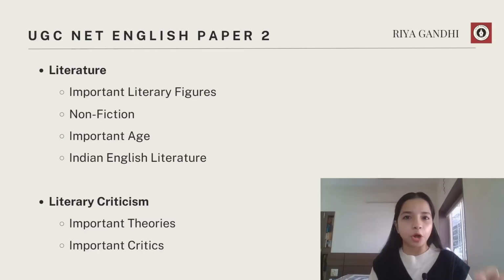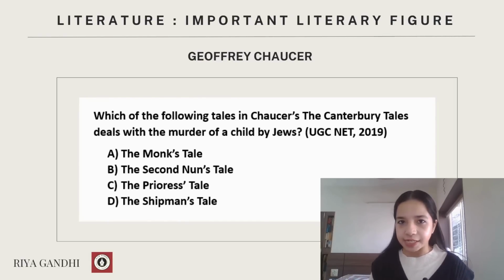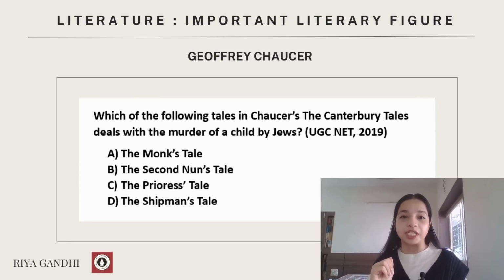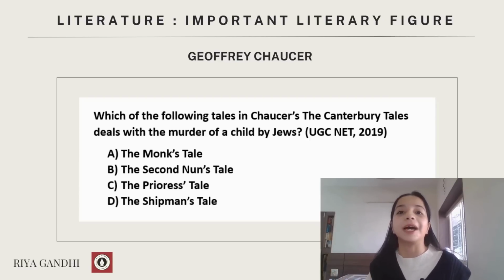Talking about the important literary figures, one of the most important literary figures who is repeatedly asked in the UGC NET English exam is Geoffrey Chaucer. Geoffrey Chaucer's masterpiece, as you already know, is the Canterbury Tales. Take any UGC NET English paper and you will realize that at least one question is asked related to Geoffrey Chaucer or the Canterbury Tales. A question like this, which was asked in the 2019 paper: which of the following tales in Chaucer's The Canterbury Tales deals with the murder of a child by Jews? The answer is simple. It is the Prioress's Tale.